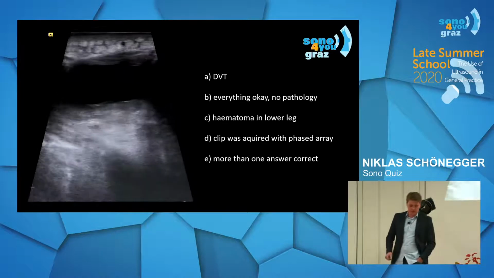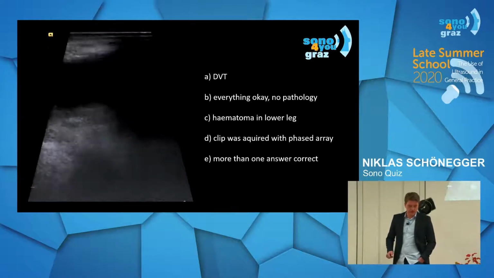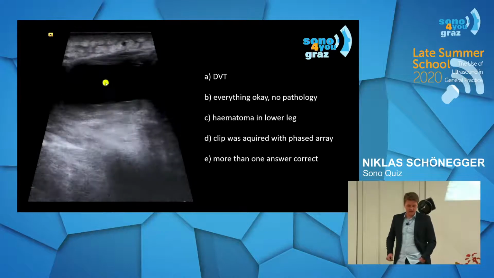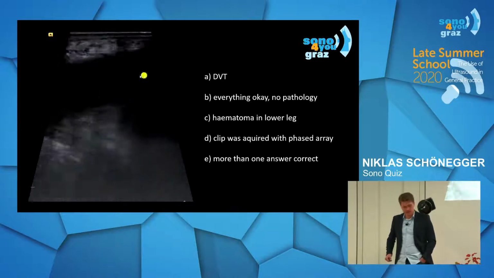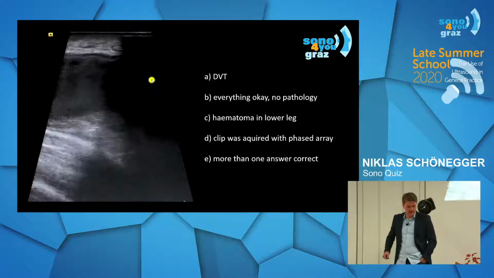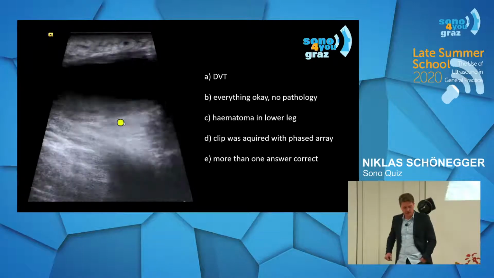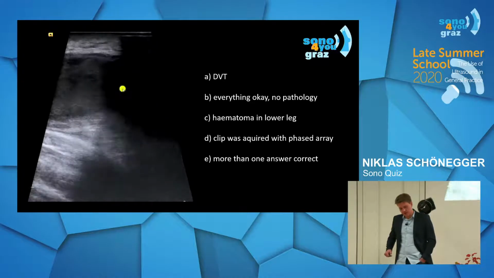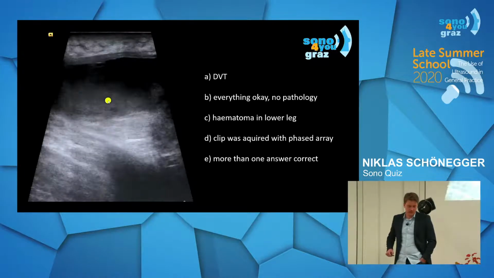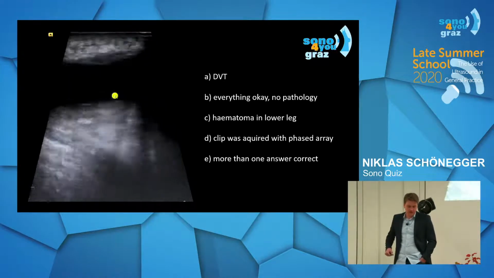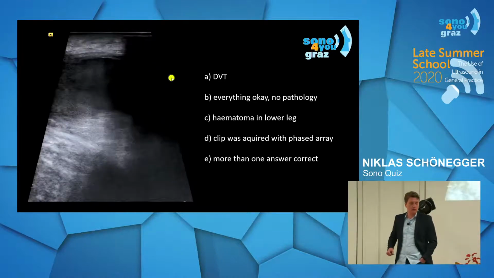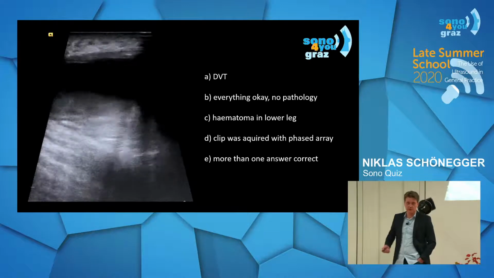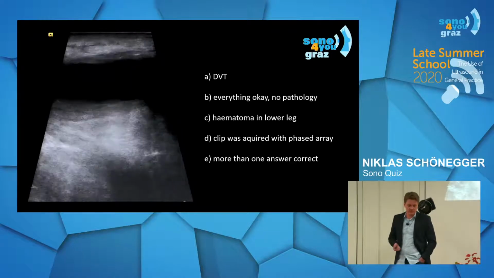So if you have a look, this clip was acquired with a linear probe. We have no vessels here, so that couldn't be a DVT. A DVT is inside a vessel. And you see a sharp bordered structure with echo-free and hypoechogenic content. In this case, it was a hematoma in the lower leg. And the patient got this because he has thrombocytopenia, because of his liver disease.